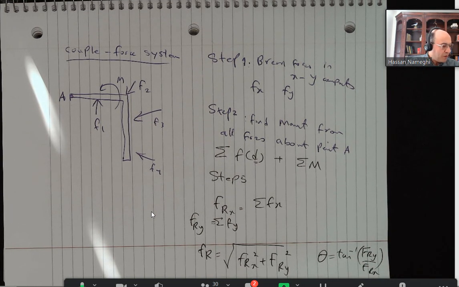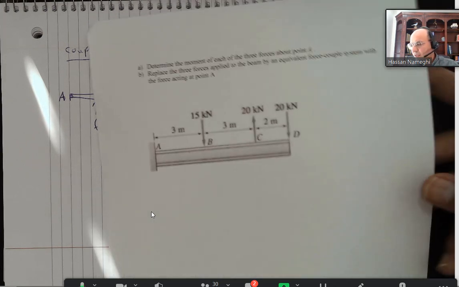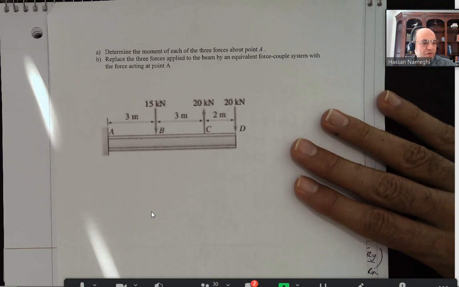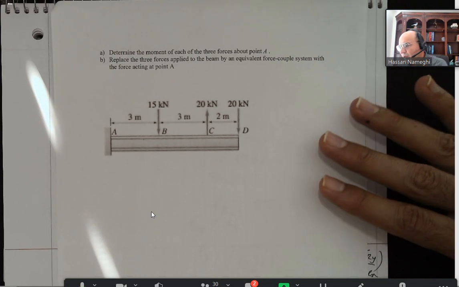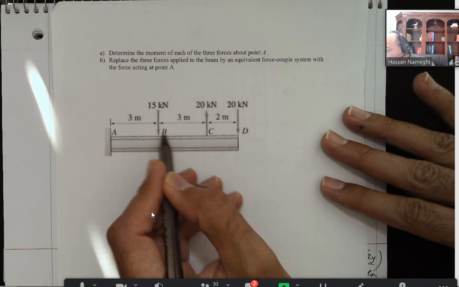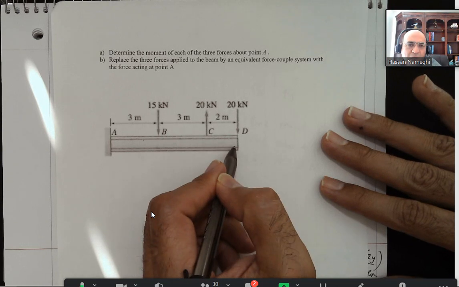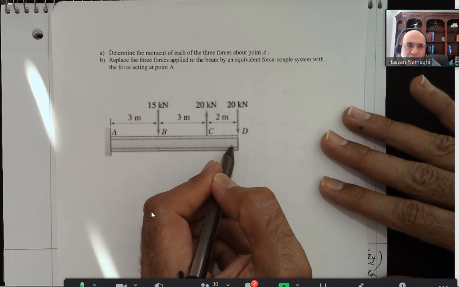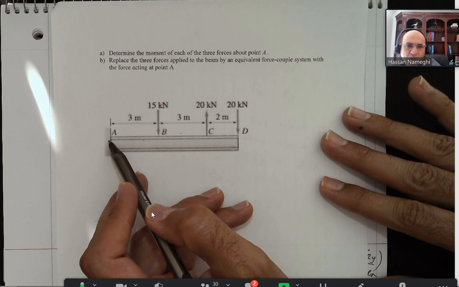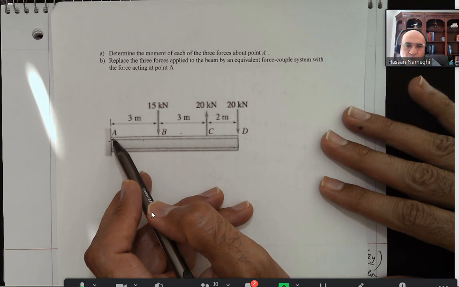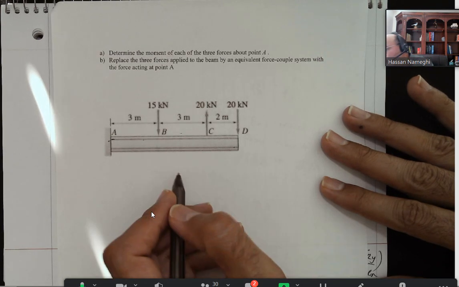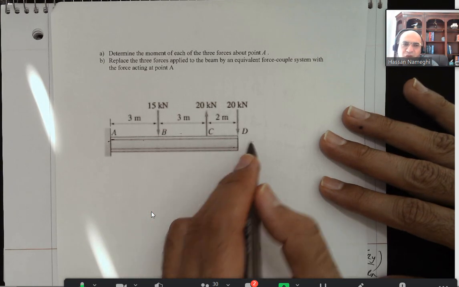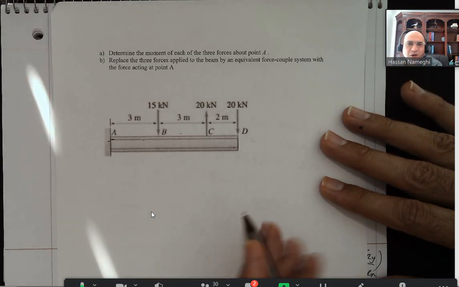So I'm going to do one more example. The other example I have is, again, a much simpler example than what I solved. In this case, I have three forces. All three forces are in the Y direction. And I want to replace all these forces with one force-couple system at point A. So again, I follow the same steps. Break the forces into X and Y. I don't need to do that. They are already in the Y.